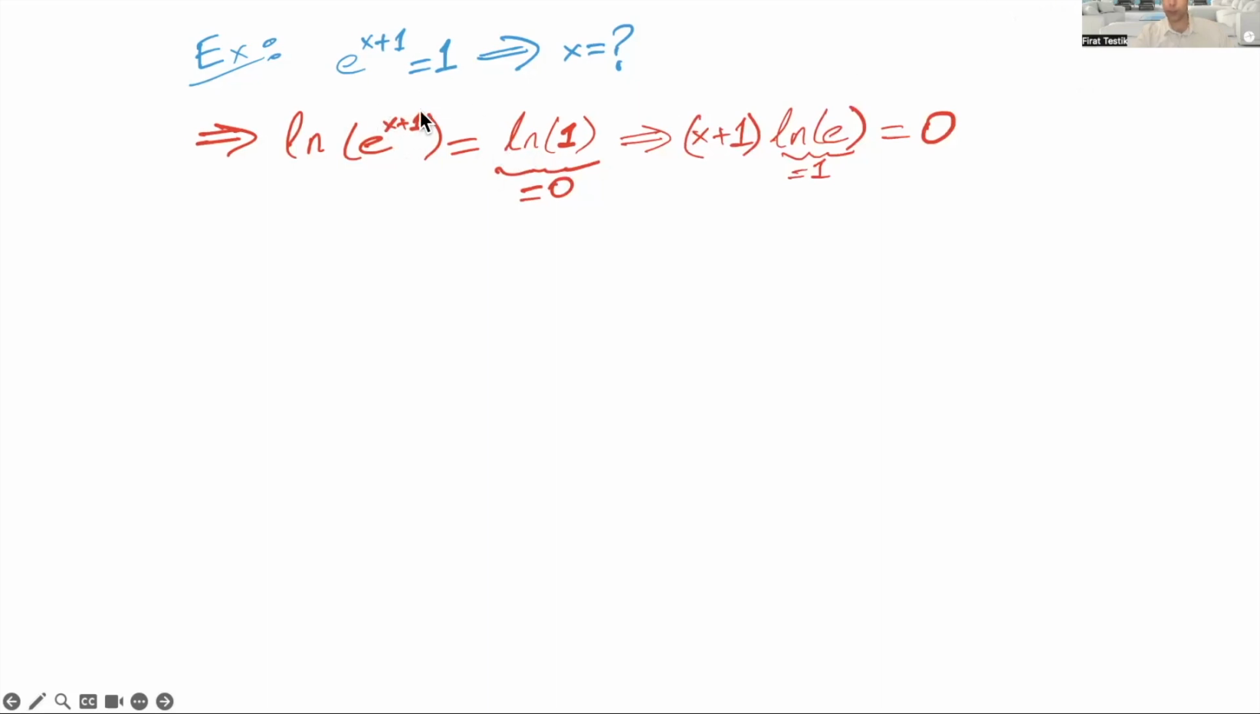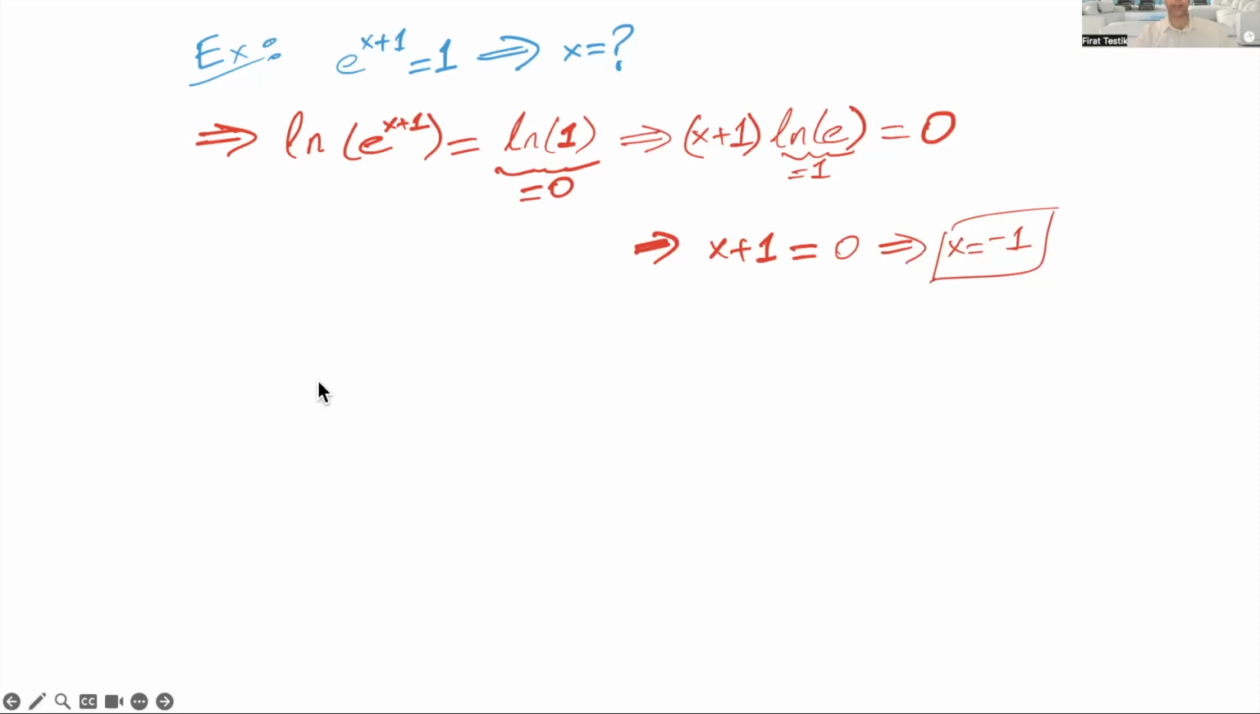Remember, as the property we discussed, this exponent can be moved as a multiplier, which means that x plus 1 times ln e should be equal to 0, because the right-hand side is equal to 0. And we have also shown that ln of e is equal to 1, so this is 1, meaning that x plus 1 is equal to 0. Then x equals negative 1.